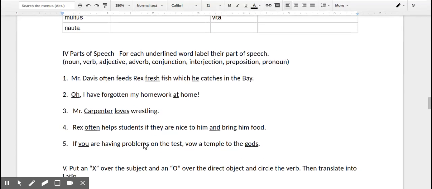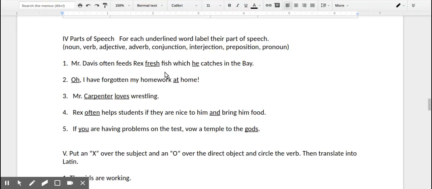So this is parts of speech. For each of the underlined words, label their part of speech: noun, adjective, verb. So Mr. Davis often feeds Rex fresh fish. So fresh here is modifying the noun fish. So this would be an adjective. And then he is a pronoun because it replaces the noun Mr. Davis.